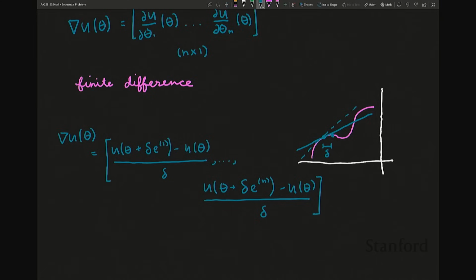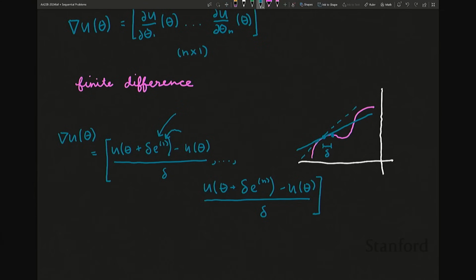So you might be wondering what this E here is. This is a standard basis vector, and this index indicates the position at which we have a 1. All other positions are going to be 0. So here we would have a 1, followed by n minus 1 zeros, and so on. And the reason that we're doing that is that we're only applying this difference delta to one parameter at a time. And so this is going to give us an n by 1 vector with a simple estimate of the gradient of u of theta around some point.